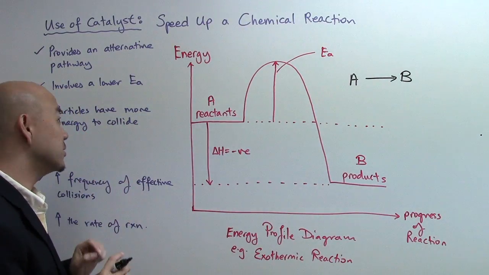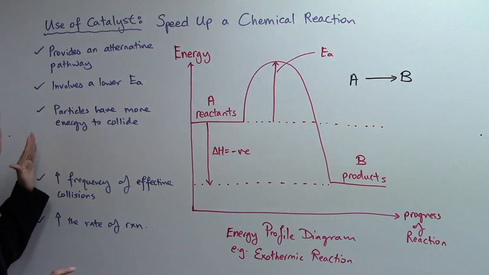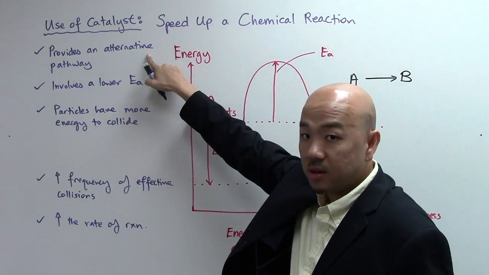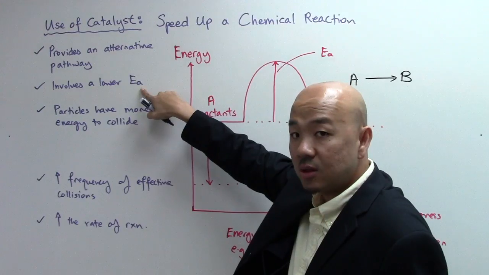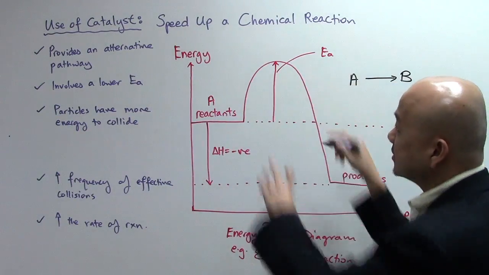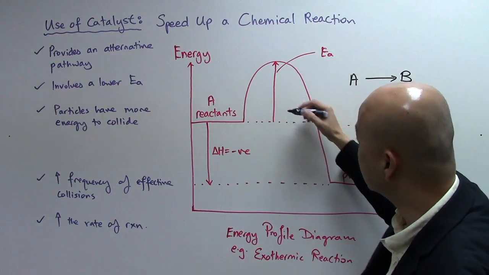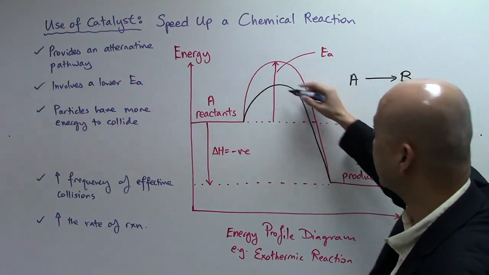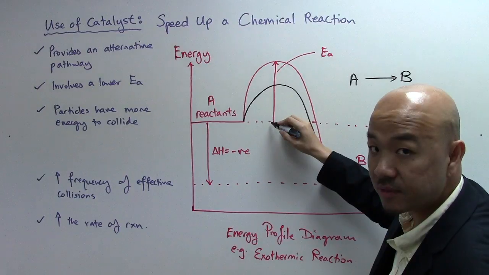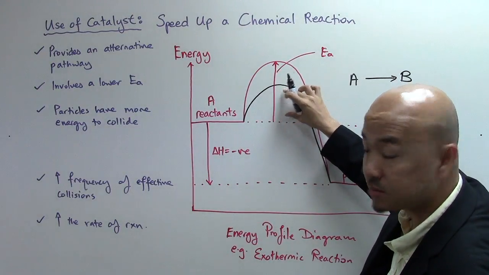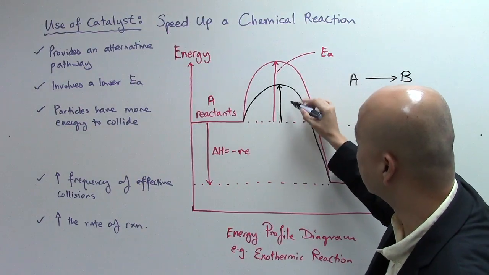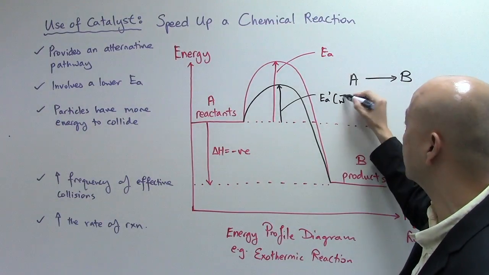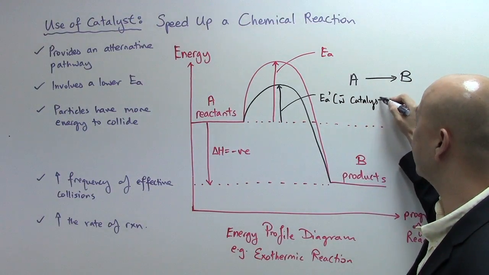Now, let's take a look at what happens when we add in a catalyst. When adding a catalyst, it provides an alternative pathway which has a lower activation energy. So meaning this line, this obstacle, is going to be shorter. So where's the alternative pathway? The pathway could be this. So you realize the hump from the reactant energy level is much shorter. So this will be what we call the EA prime, meaning the activation energy of this reaction with the catalyst added.